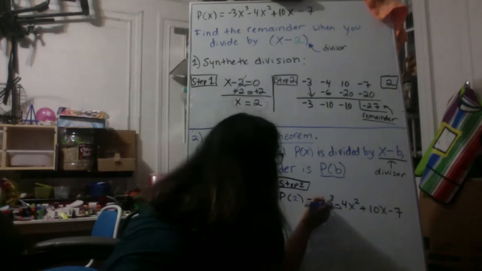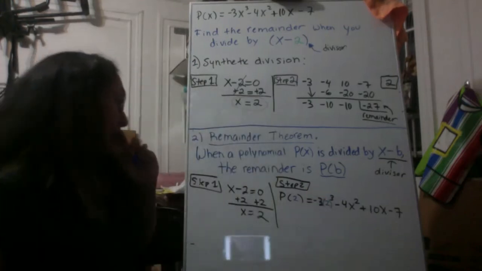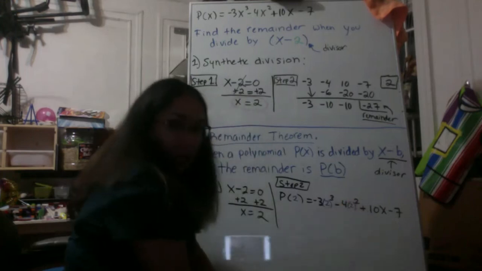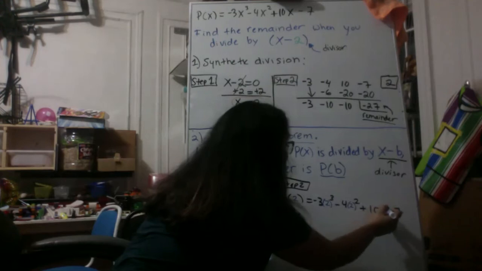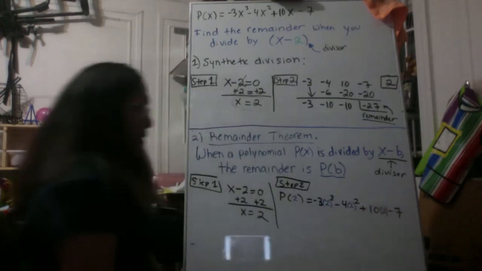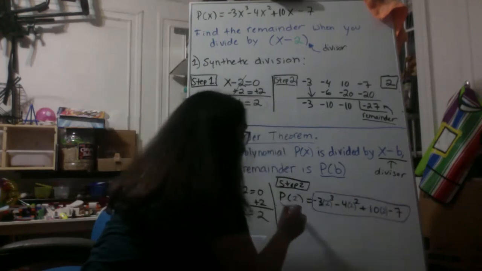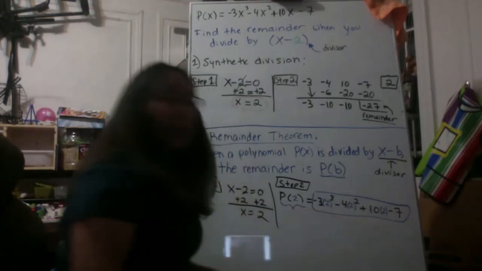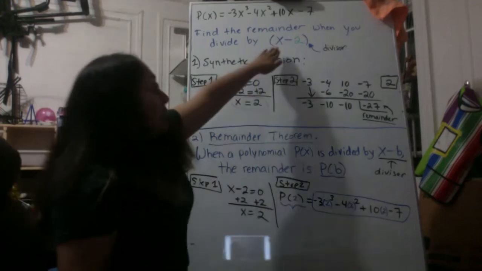It's going to be negative 3 times 2 to the third power. Notice that I'm also replacing x not just by 2, but by parentheses 2, okay? And then we have 10x, which is really 10 times x, but now we're going to replace it by 10 times 2. So this is what p of 2 is equal to. So whatever we get when we evaluate this is going to be our remainder of the divisor x minus 2.